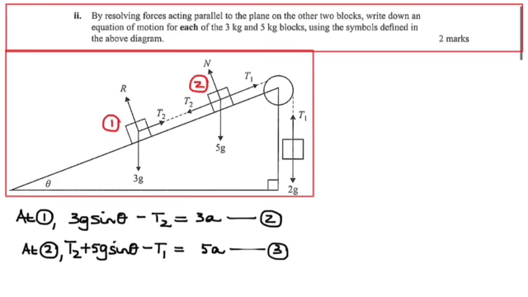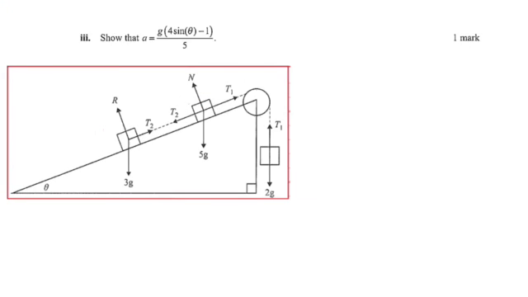And therefore at 2 we have T1 minus, right, what's going on here, minus this parallel component of the gravitational force on this one, which is 5G sine theta, minus T2 equals 5A. That's it. Put a box around it, and that's 2 marks for us. Terrific. We're cruising. Now, what have we got to do here? Well, we have to show that A is equal to this thing here.